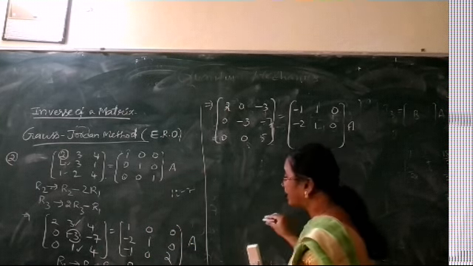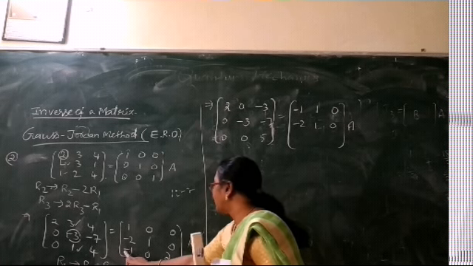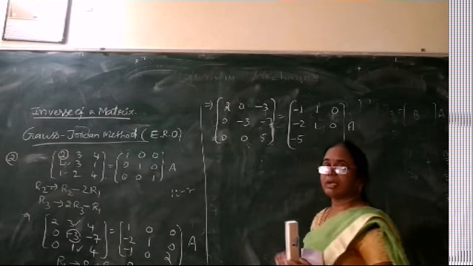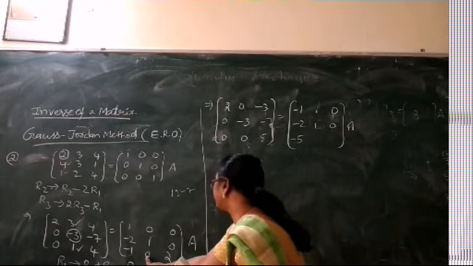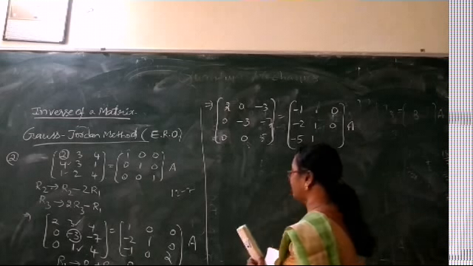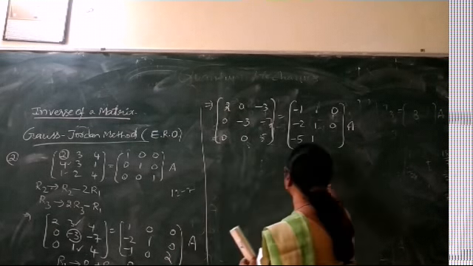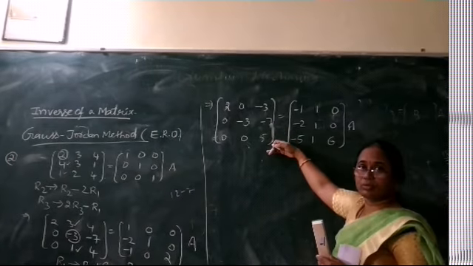Now coming to the right side, we have 3 times minus 1, minus 3. Minus 3 plus minus 2, it is minus 5. Next we have 3 times 0, 0 plus R2 will take 1. It is 3 times 2, we have 6 plus 0, we have 6. Right? This is the end of the second row operations.